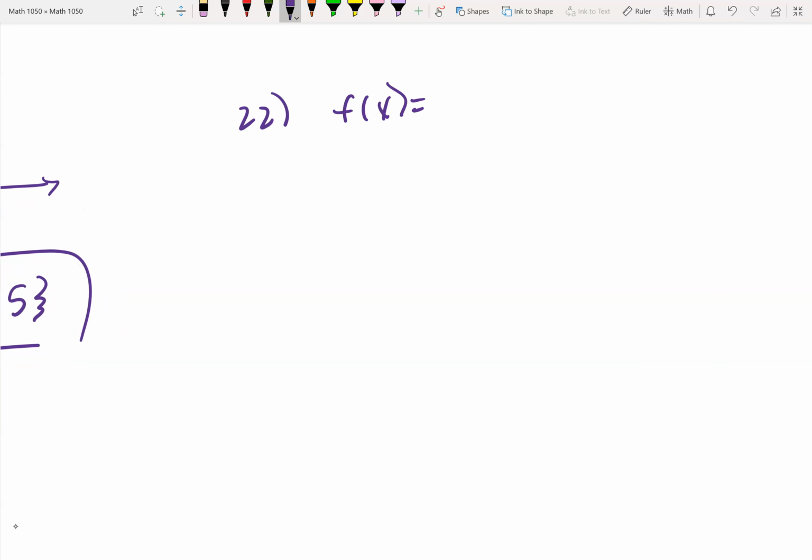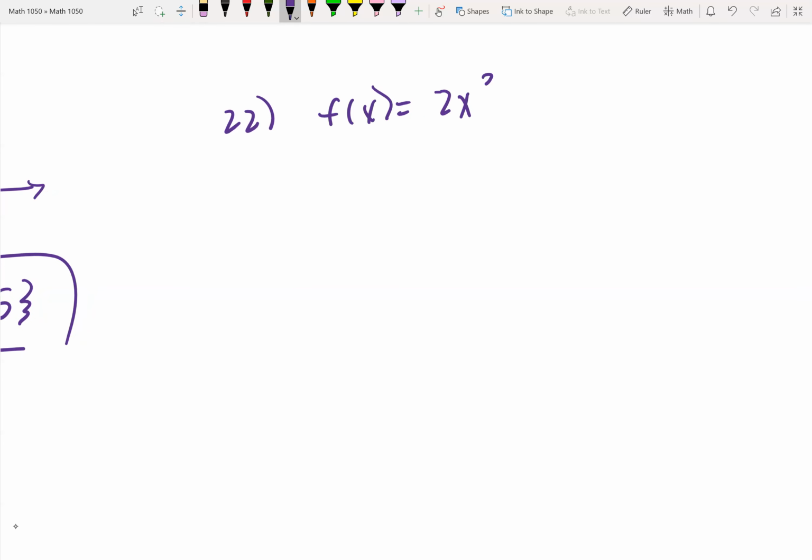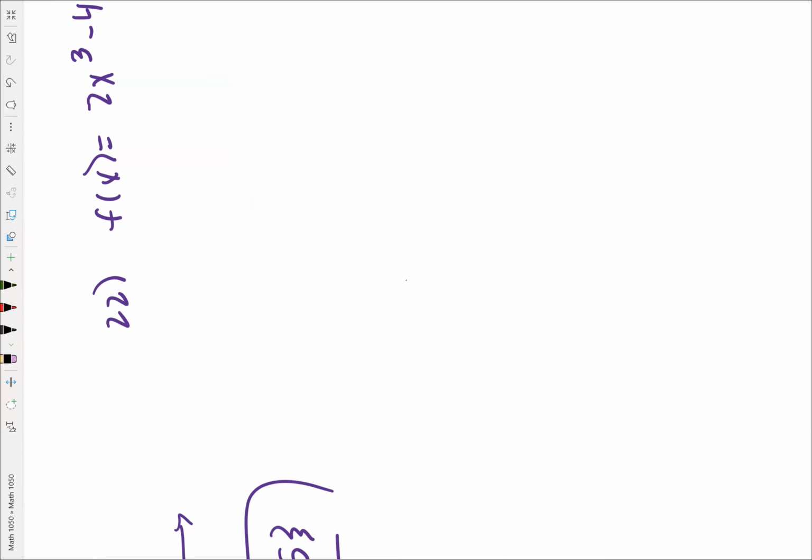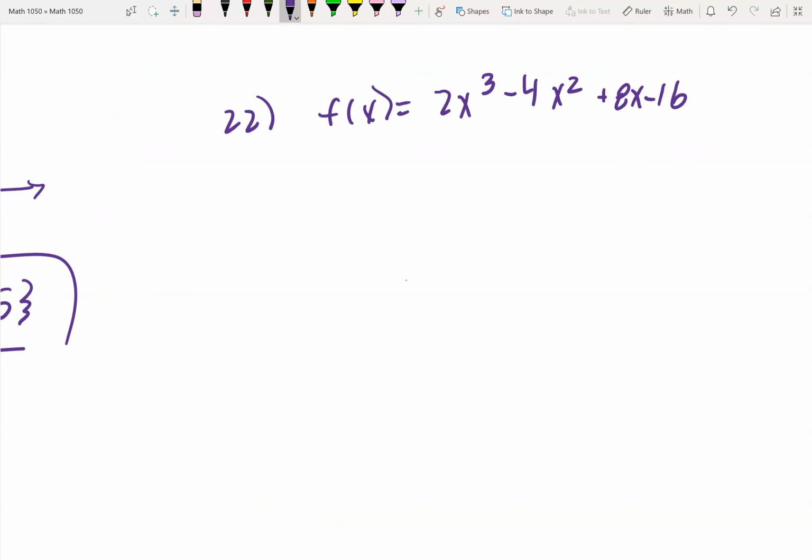Okay, number 22. 22 is super easy. So they give you the equation, which is actually wrong. I changed this. Let me move over here. So the new equation is 2x to the third minus 4x to the second plus 8x minus 16. And then they give you a list of things that could be a 0, and you have to say which one is a 0. Sorry, that went sideways.